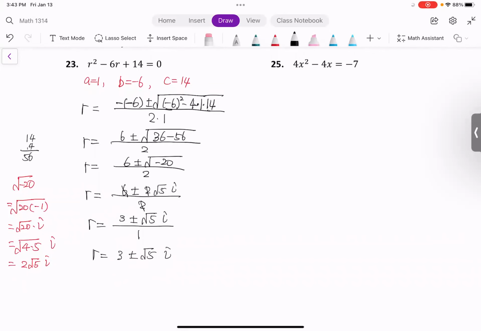Number 25, are they all on one side of the equation? No. So we need to add 7 to both sides. We have 4x squared minus 4x plus 7 equals 0. So a equals 4, b equals -4, c equals 7, and in the quadratic formula, x equals negative b. Oh, sorry, negative -4.